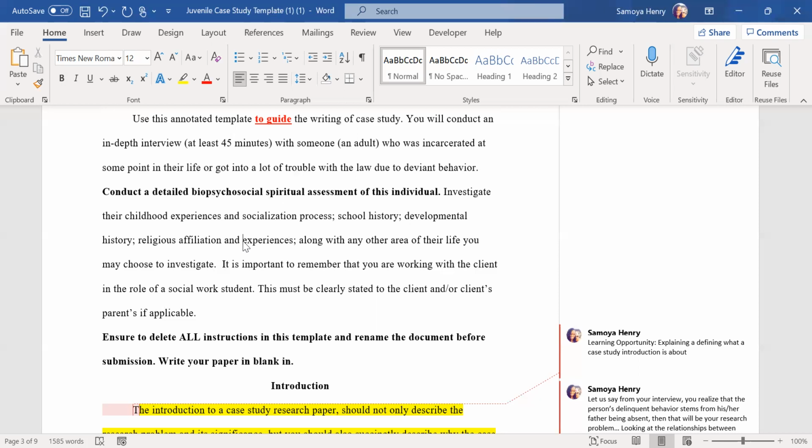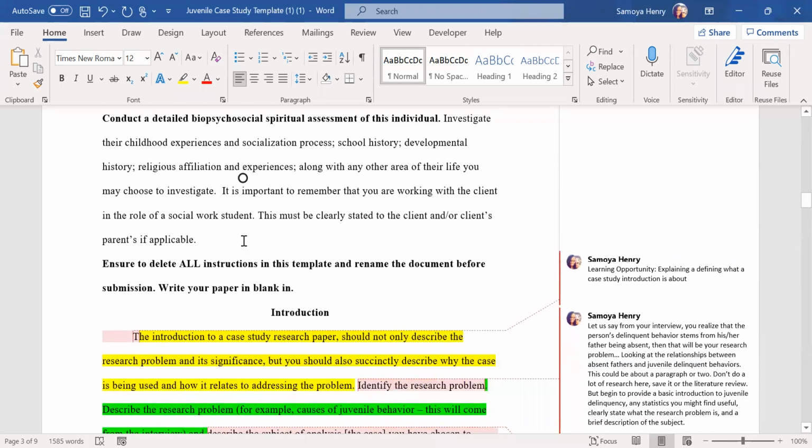You're not required to transcribe the interview, right? You're not required to provide exactly what was said in the interview, but you need the interview to be able to help you to write the paper. Okay. It is important to remember that you are working with the client in the role of a social work student. So you should not be counseling. You should not be referring anybody to any agency or anything like that. You are a student, and that needs to be stated clearly.